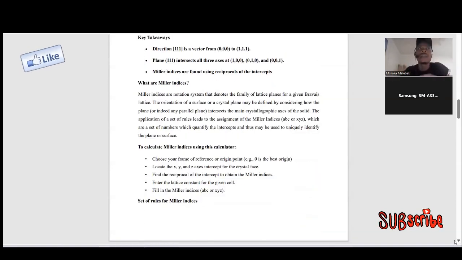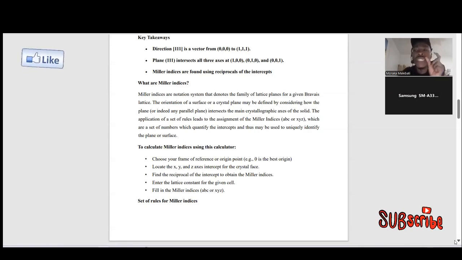We now understand what the direction is. Now, what are Miller indices? Miller indices are basically the notation system which denotes the family of lattice planes for a given Bravais lattice. So the orientation of a surface or crystal plane may be defined by considering how the plane intersects the main crystallographic axes, which are the x, y, z. These are the crystallographic axes.